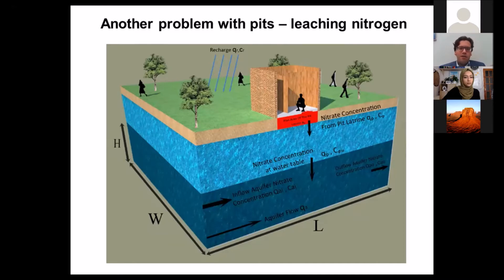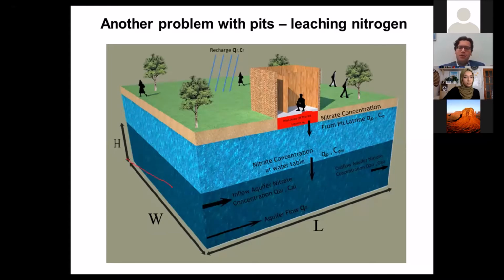But we were interested also in whether chemical pollution might be a problem. A lot of human waste contains a lot of nitrogen. Both feces and urine have nitrogen in different forms. And a potential problem is that waste would be nitrified over time, which means it forms nitrate, which is a pollutant that is dangerous for health. And it's also quite difficult to remove from water once it's in the water.